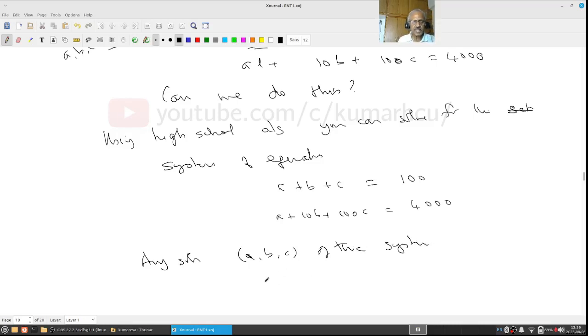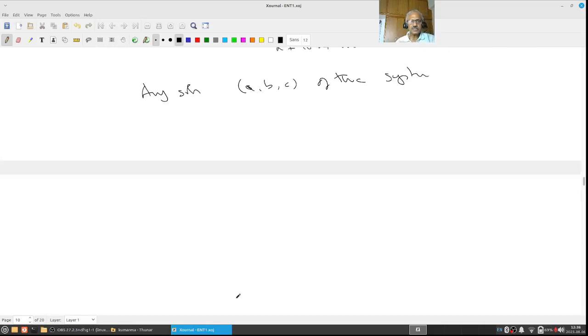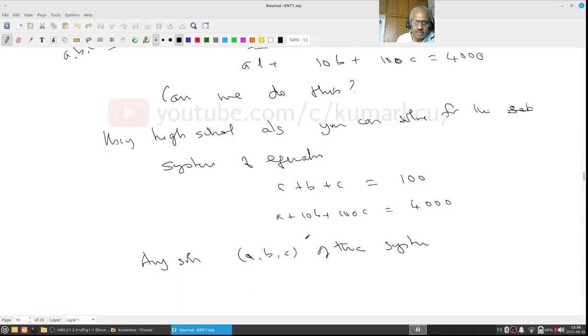That is, either A is not an integer, B is not an integer, or C is not an integer. But I want A, B, C to be all integers. You understand this? But let's not worry about solving this equation. Instead, we will show why it cannot have one. So subtract the first from the second. Second equation minus the first equation. You see that A minus A is 0, 10B minus 1B will be 9B.